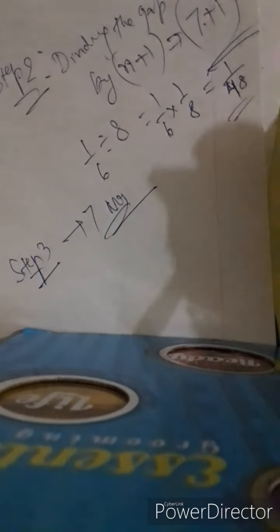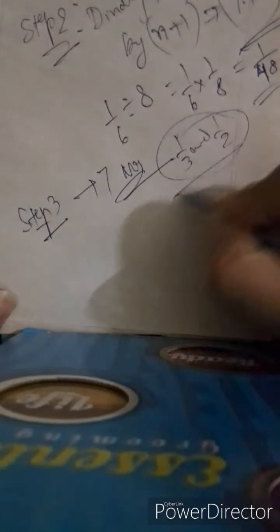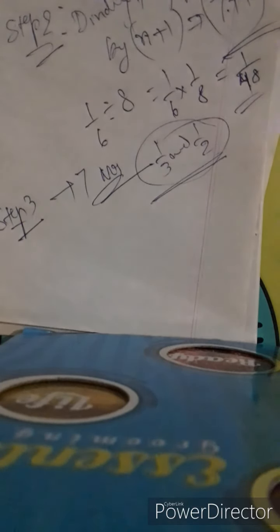Now I'll show you step 3. Step 3 is obtaining the 7 rational numbers. How do we do this? It is very simple. Those 7 rational numbers are to be obtained between 1 by 3 and 1 by 2. So we'll put it in simply that way.